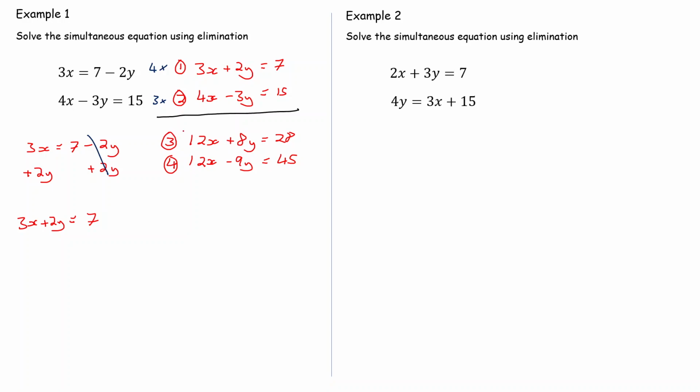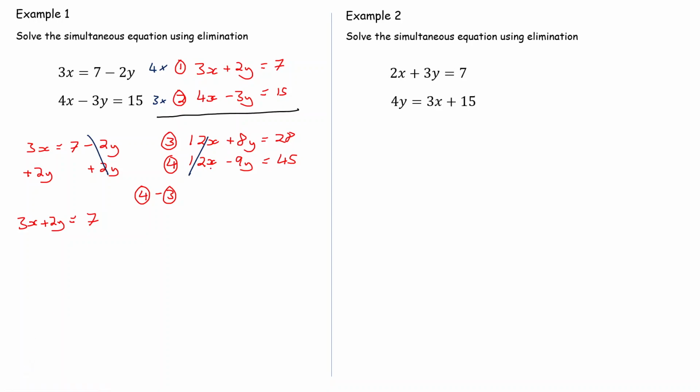I'm going to go for 4 take away 3, just because this bit at the end will be positive, but it's up to you. So let's go for here 4, take away equation 3. So 4 take away 3, well 12x take away 12x, they're going to cancel, which is the whole aim of the game here. We're trying to eliminate either an x or a y variable, and these eliminate, that is good.